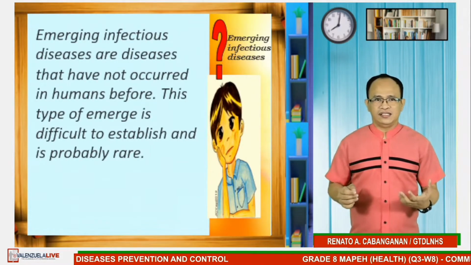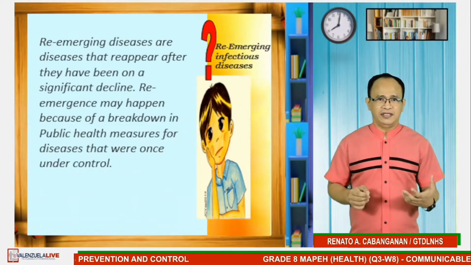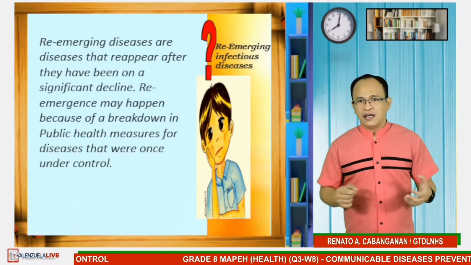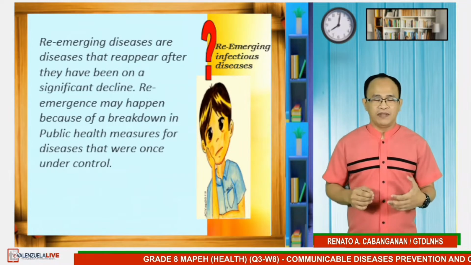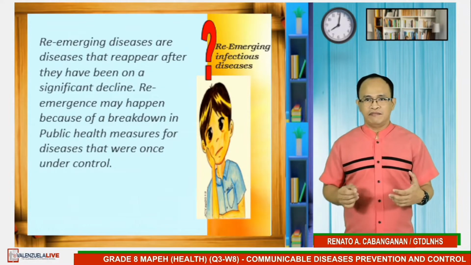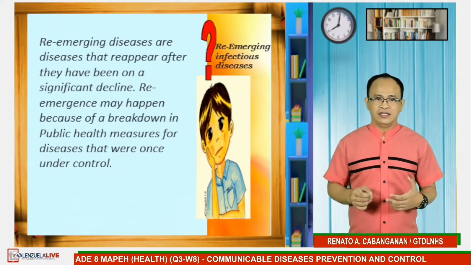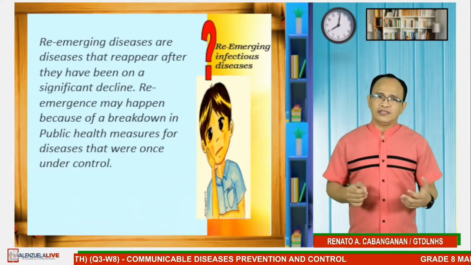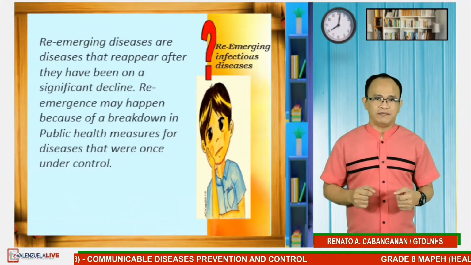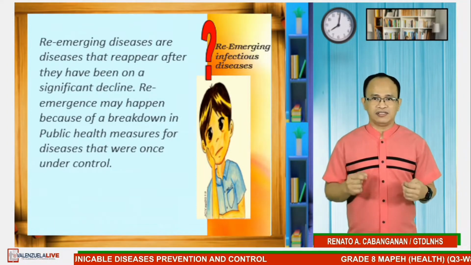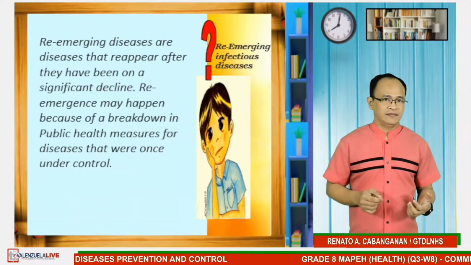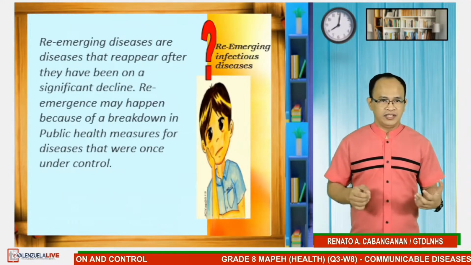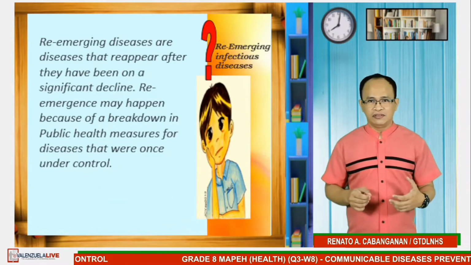Re-emerging diseases are diseases that reappear after they have been on significant decline. Re-emergence may happen because of a breakdown in public health measures for diseases that were once under control. They can also happen when new strains of known diseases or disease-causing organisms appear. Human behavior affects re-emergence.